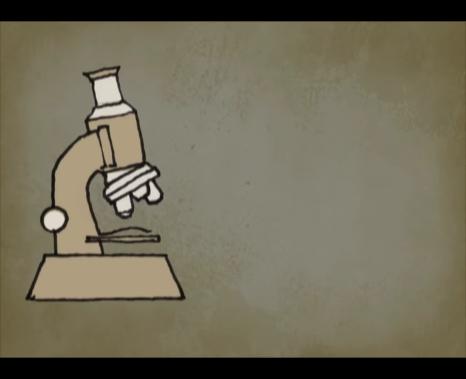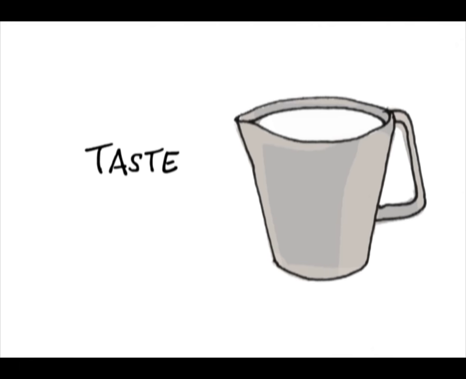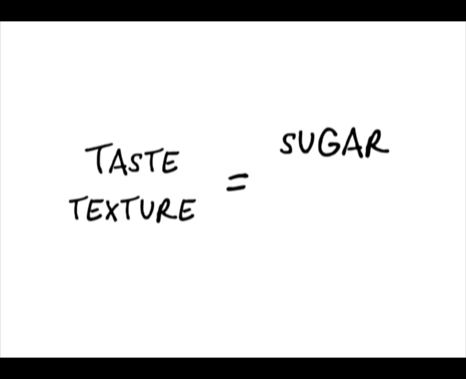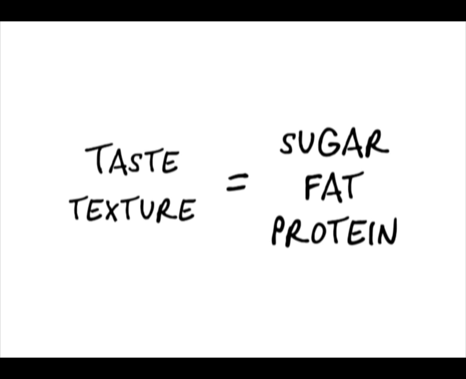Get out your microscope. We're going to get fairly scientific. There are three primary components to milk, all of which play a huge part in the taste and texture of your steamed milk. They are sugar, fat, and protein. We'll discuss sugar first. Ever wondered why steamed milk tastes slightly sweeter?